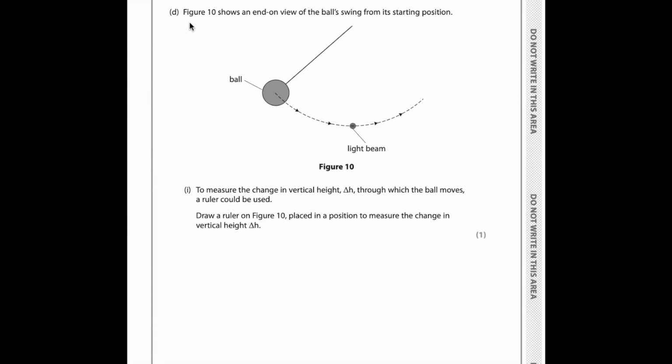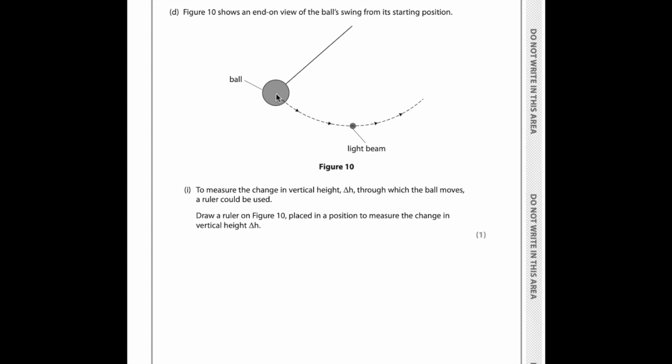Question D. Figure 10 shows an end-on view of the ball's swing from its starting point. Part 1. To measure the change in vertical height delta h through which the ball moves, a ruler could be used. Draw a ruler on figure 10 placed in a position to measure the change in vertical height delta h.